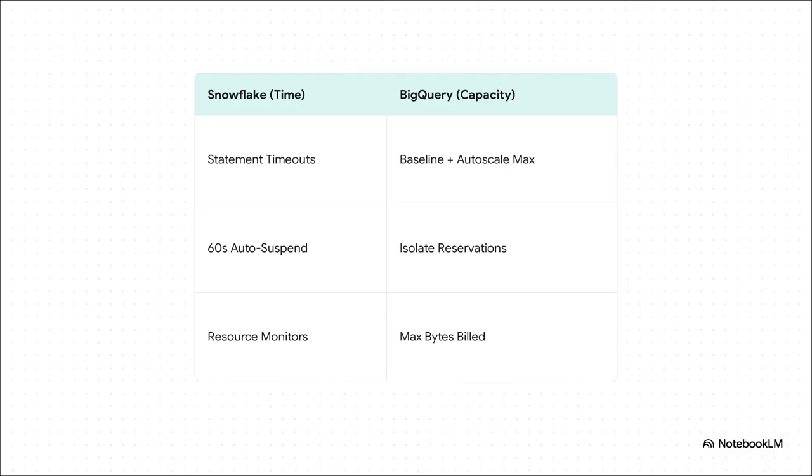So let's get practical. Here's your go-to toolkit for each platform. If you're on Snowflake, you need 3 things on lockdown: statement timeouts, set that auto-suspend to 60 seconds, and use resource monitors. And if you're on BigQuery, you're going to want to set a clear baseline with a max for your auto-scale, use reservations to keep workloads from stepping on each other's toes, and always cap your on-demand queries.